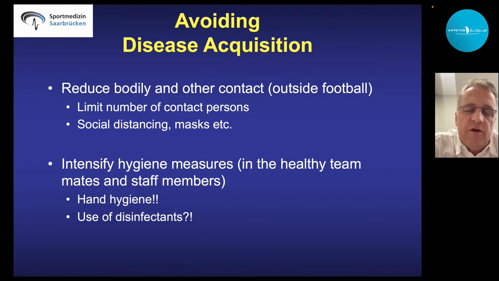So for respiratory infectious agents, even outside football, it is obviously a strategy that works if you limit the number of contact persons, or at least you limit the contact to persons who show suspicious symptoms. And that is, again, social distancing, wearing masks, etc. I don't think that we have to go into detail here. So this is definitely an effective method, which, of course, finds its limitations in the social interaction that any player has at home or even in the dressing room.